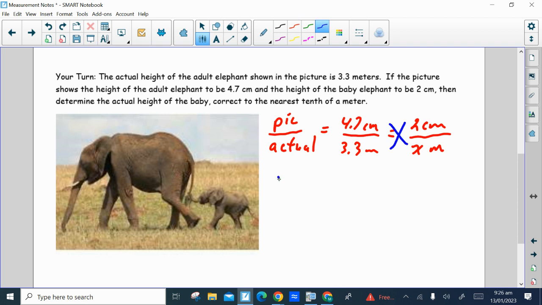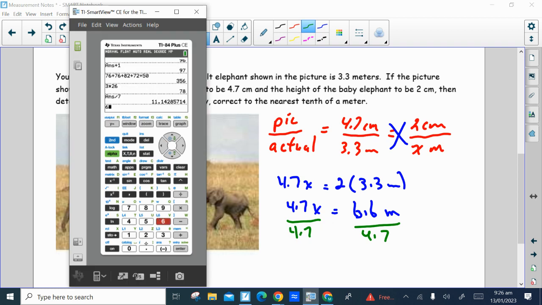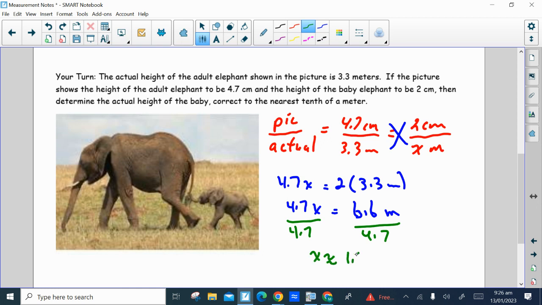So again, we would cross multiply. 4.7 times x equals 2 times 3.3 meters. And 2 times 3.3 is 6.6. We would get x by itself by dividing both sides by 4.7. So 6.6 divided by 4.7 would be approximately 1.4 meters to the nearest tenth.